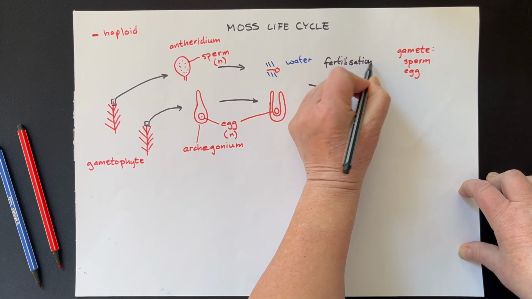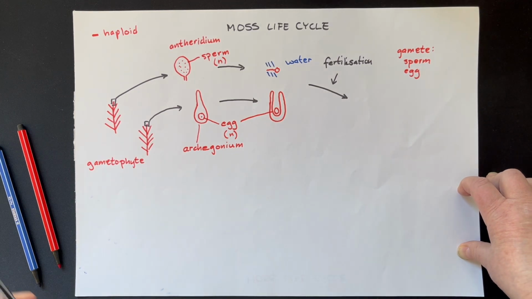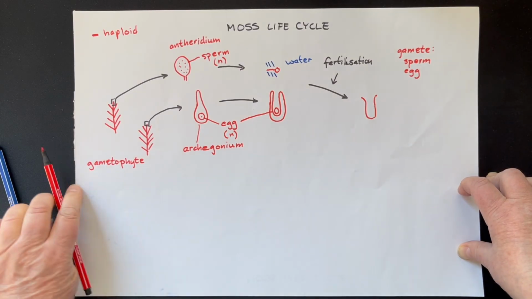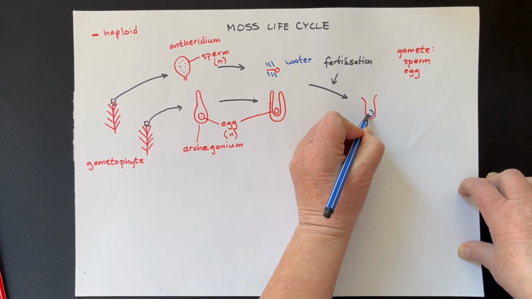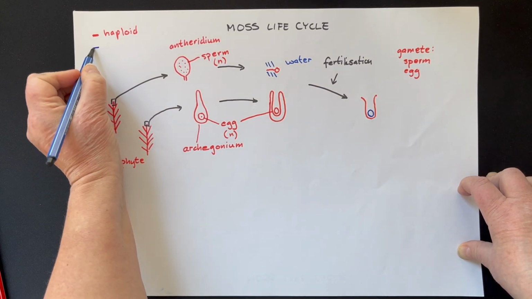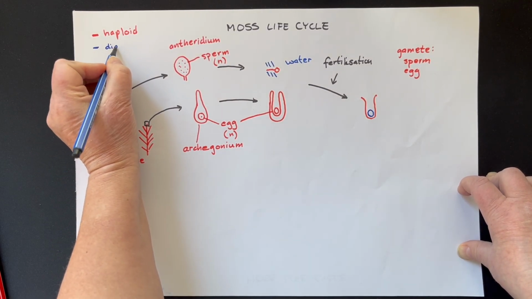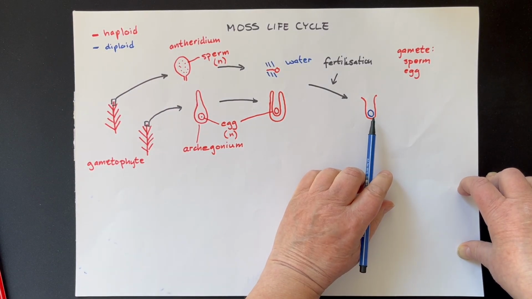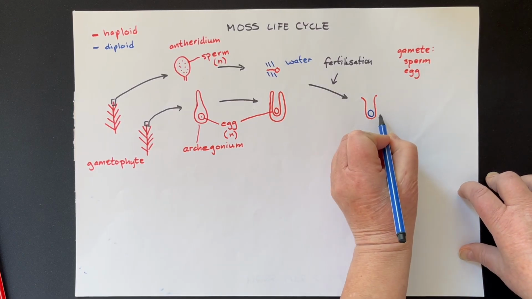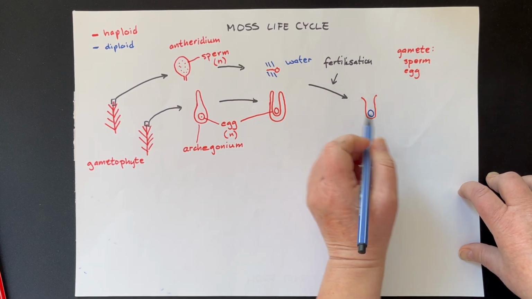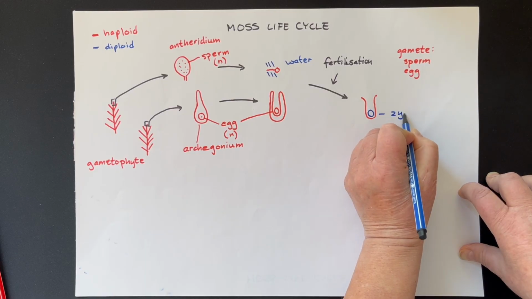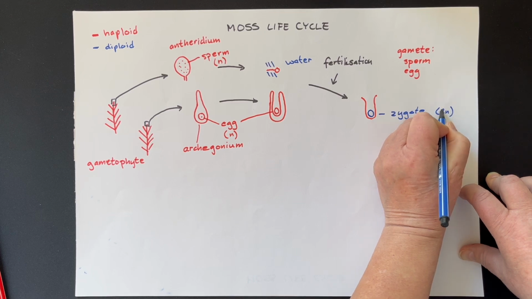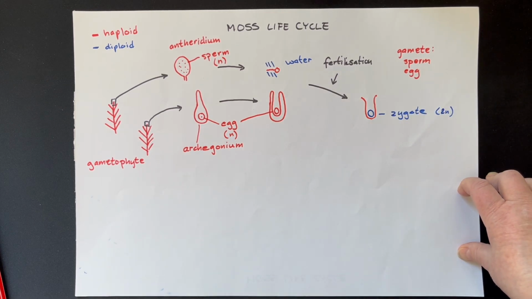And inside the archegonium, we now have a diploid cell. So blue stands for diploid, which means a double set of chromosomes in the cell. This first diploid cell that is the result of the fertilization is called a zygote. And then we call it diploid by writing 2 N's like this.